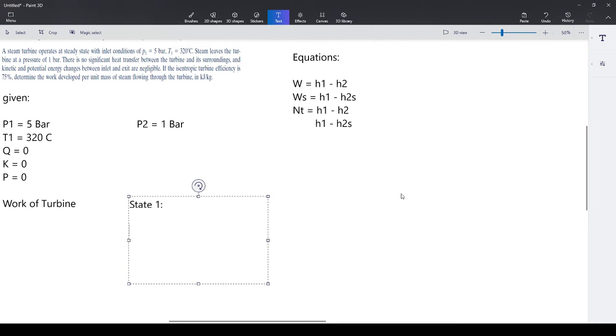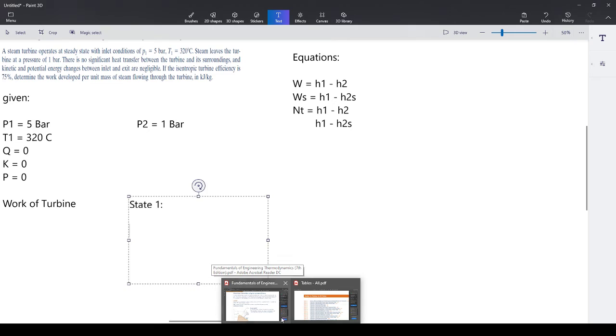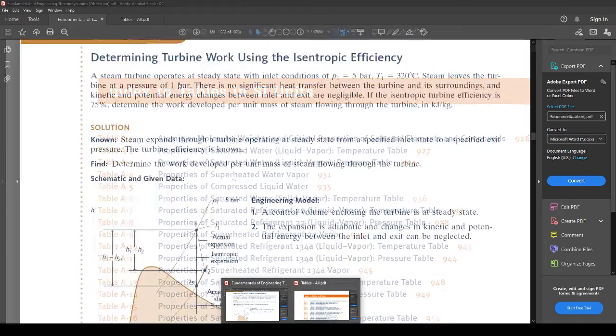Tanner, if you're here, since you said you got it like 20 minutes ago, tell me what we're supposed to find here. What are we doing? So we could start with the enthalpy, state and specific entropy.